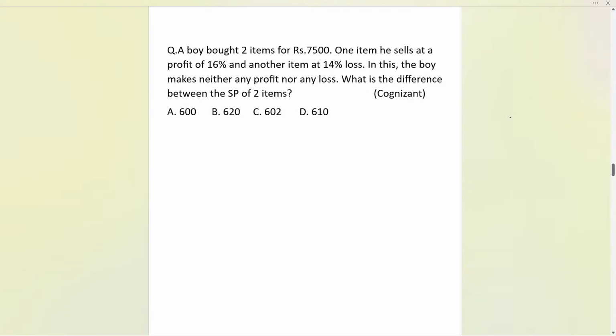Next question, again you have 1 minute, your time starts now. Try this question and tell me the answer in the chat.